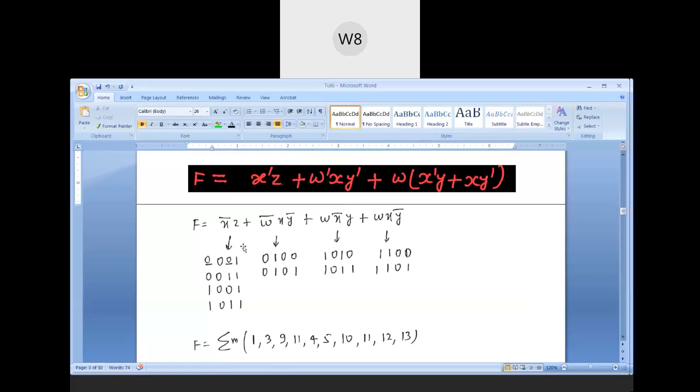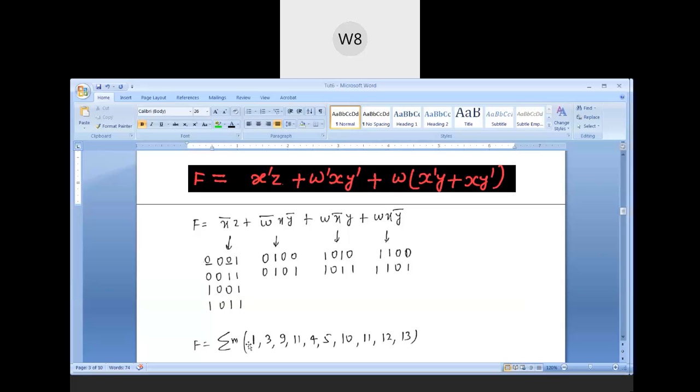So this now gives us all the possible inputs for which the function will be equal to 1. That means these are in fact also the min terms for which the function is going to be 1. So from here we can write straight away the function in the form of min terms. For example, the first input combination is 0, 0, 0, 1.